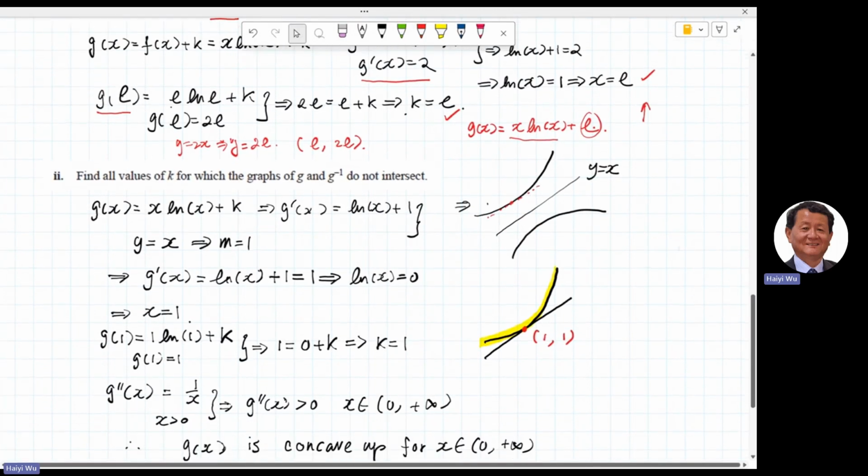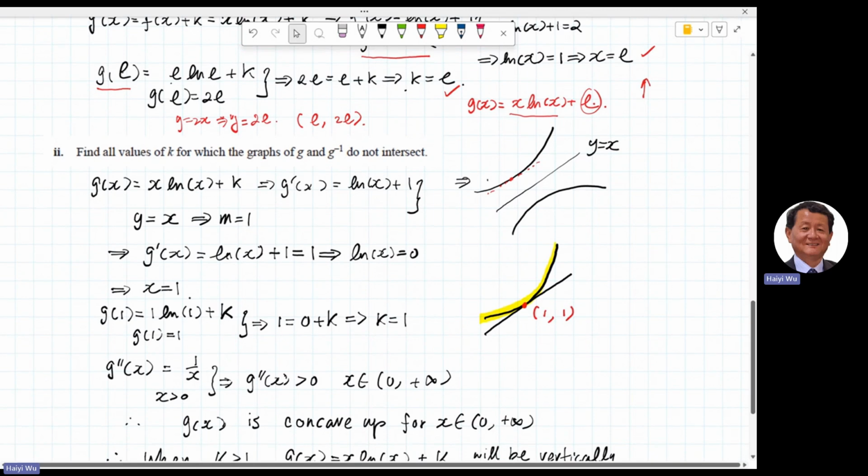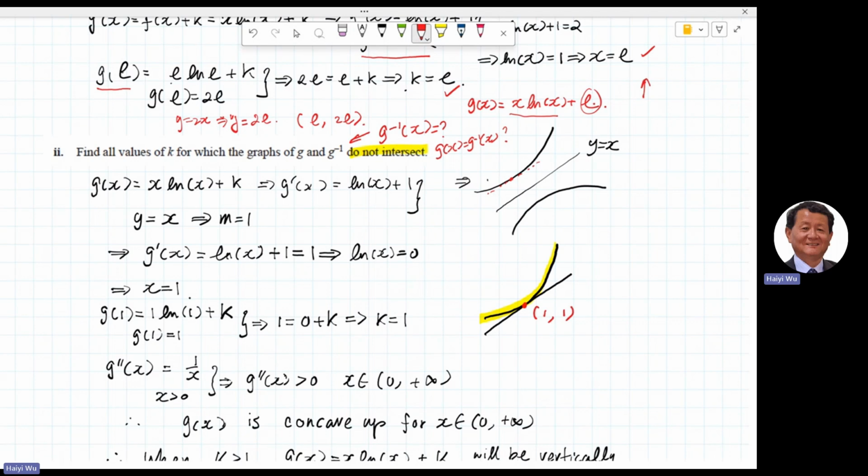Next question is the one I'm going to talk about in a little more detail, because it involves the concept of g and the g inverse not intersecting. What do I mean by those two functions cannot intersect? Some students may decide to find the g inverse first, then solve g(x) equals g inverse to see if we have a solution or not. That approach is a very long process, and you might have limited success because it's very hard to find the inverse of g from this equation. So this approach probably won't be successful.